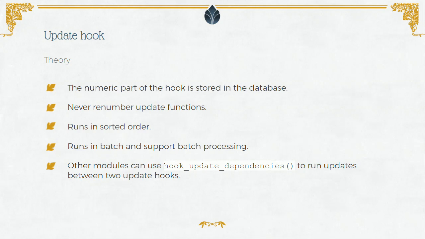Now let's take a deep dive into the theory of update hooks. The numeric part of the update hook, as we discussed in the previous example, is a schema version, and it is stored in the database. That's why you are not allowed to rename your update hooks once the schema version is changed. It's changed forever. You cannot go back to a previous schema unless you write some script to revert those changes. We can only go forward, and maybe in the next update hook you can revert the previous update hook's changes. Because it's a sequence number, update hooks are executed in sorted order.